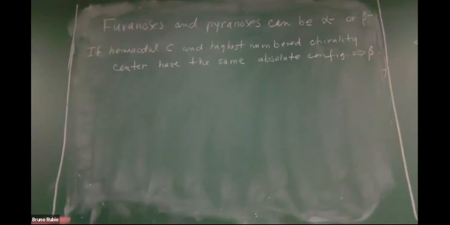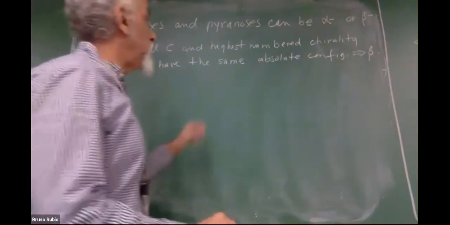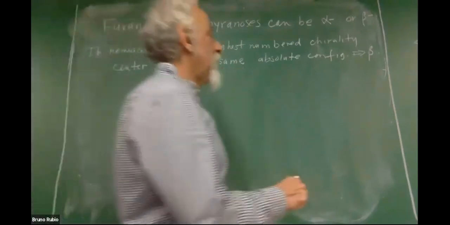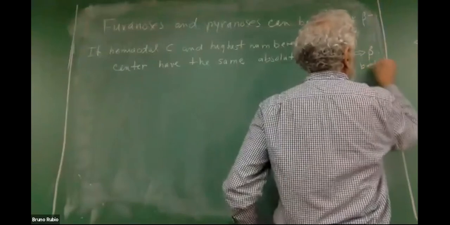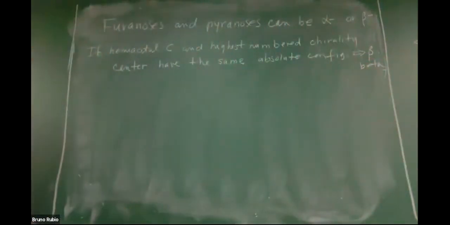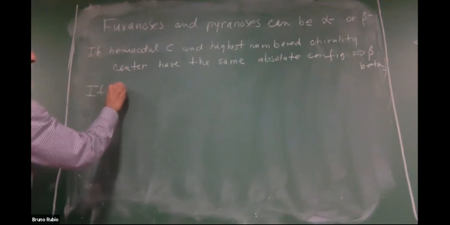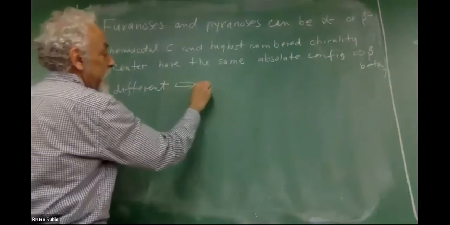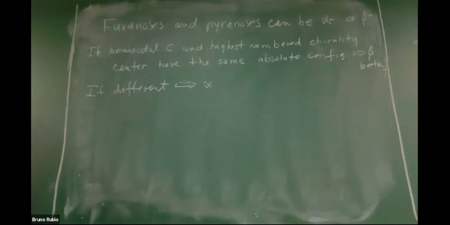Okay, and so what's an easy way to remember this? Well, what I do is same has 4 letters in it, S-A-M-E. Beta also has 4 letters in it, B-E-T-A. So that's just the cheesy way that I remember which one is alpha and which one is beta. If different, then the cyclic hemiacetal is called alpha. Okay, so those are the rules. So let's work some, as time permits, let's work some examples.